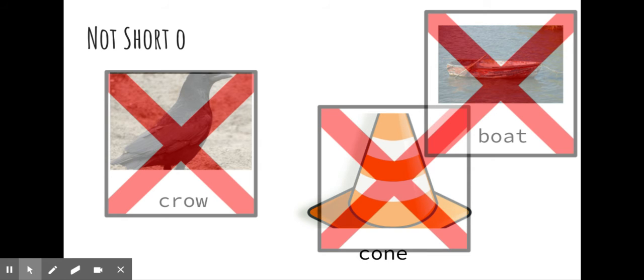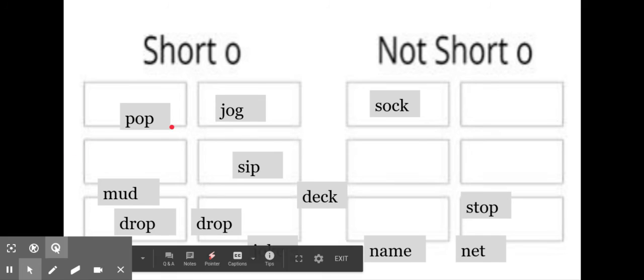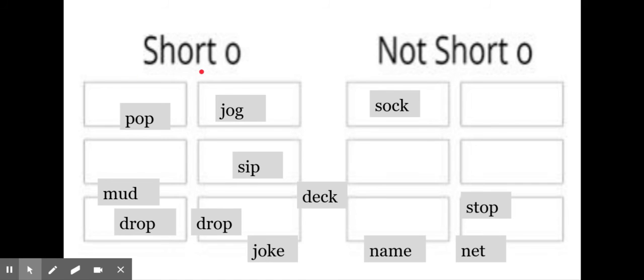Okay, now that we learned about words that have the ah sound, and words that do not, we're going to do a sort just like you've been practicing. So you are going to sort the words into short O sounds. Remember, those are words that say ah, and words that are not short O sounds. Those would be words that do not have the ah sound. So let's look at this example right here. Jog, jog. Jog has the ah sound, so I would put jog in the short O side of the sort.